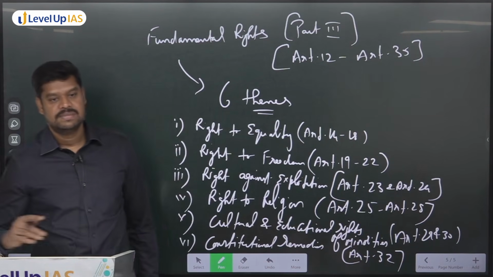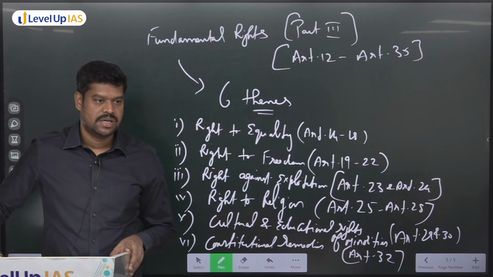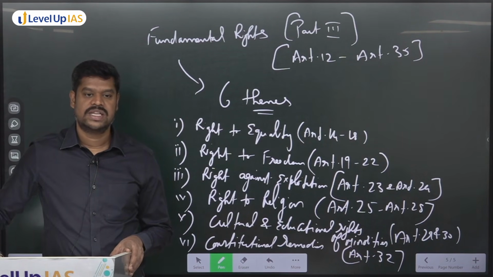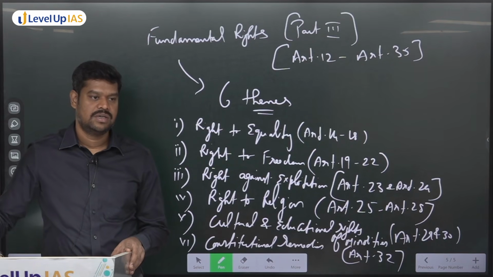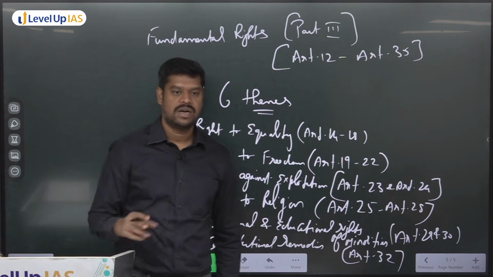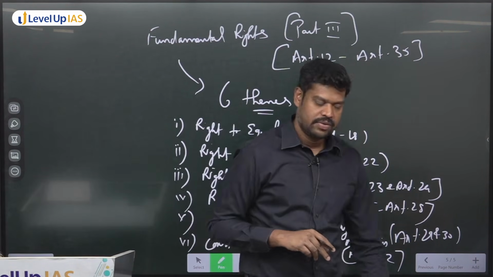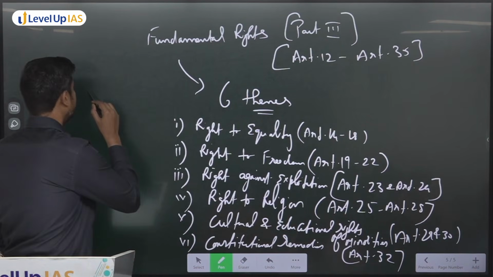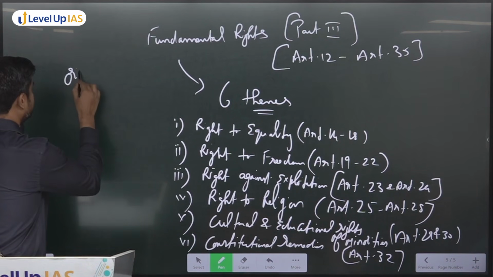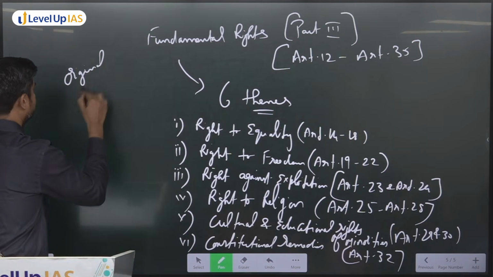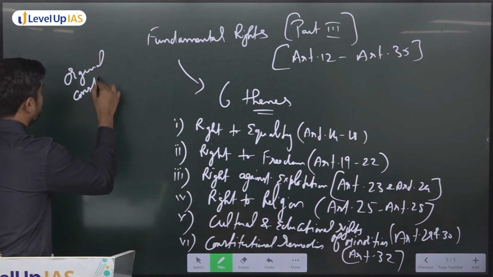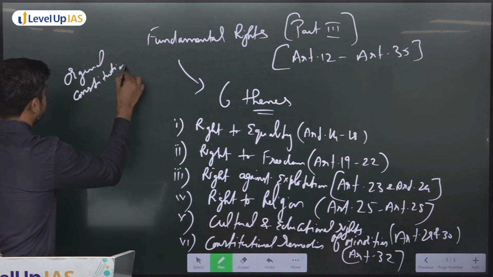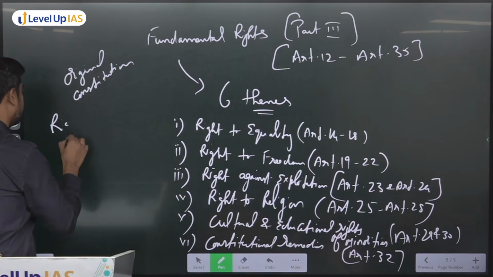These are the 6 themes of fundamental rights that are available presently, but in the original Constitution there were 7 themes of fundamental rights. Do you know what one more theme of fundamental right was? Very good, right to property. This is in the original Constitution, but this is not the case presently. In the original Constitution, there was one more theme of fundamental right, that is the right to property.